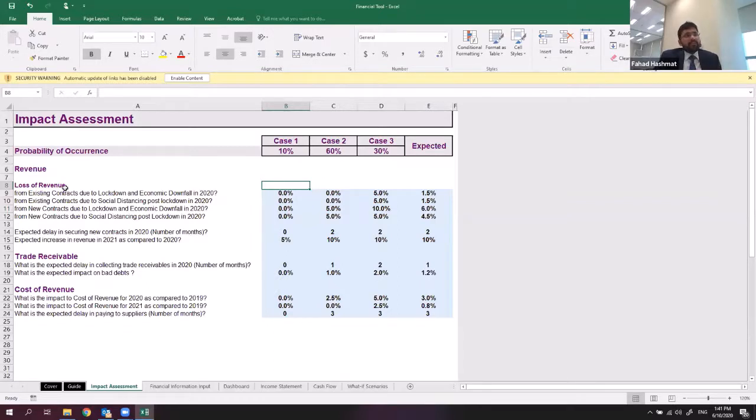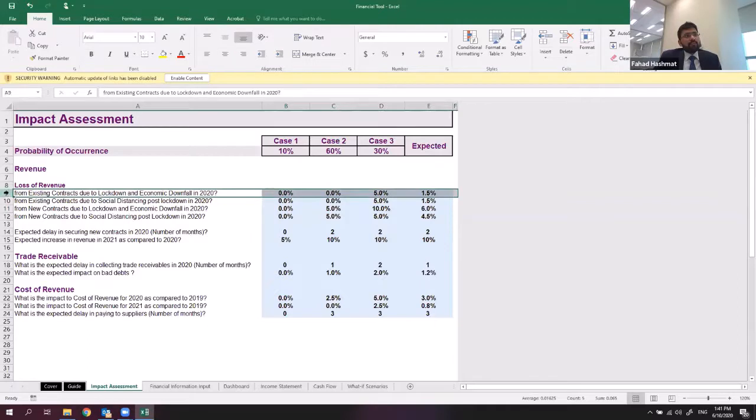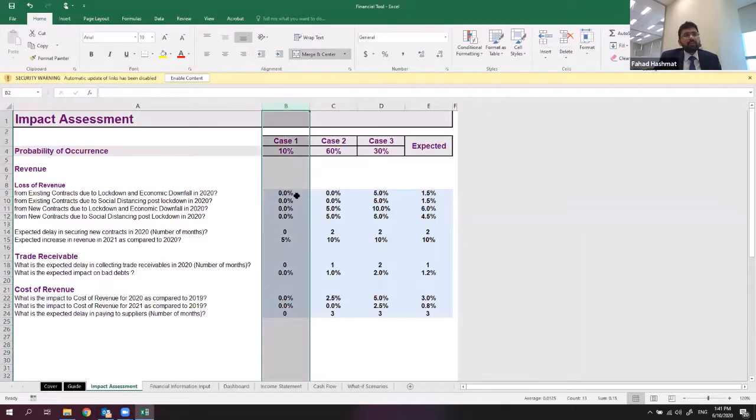So if you look over here, there are four rows which are capturing this. Let me first touch upon the cases that we have over here. Case one is as is, what you expected from last year. So there's no change, there's no loss of revenue. There's a slight increment in your revenue from the previous year. There's no loss in receivables or anything. So this is as is.